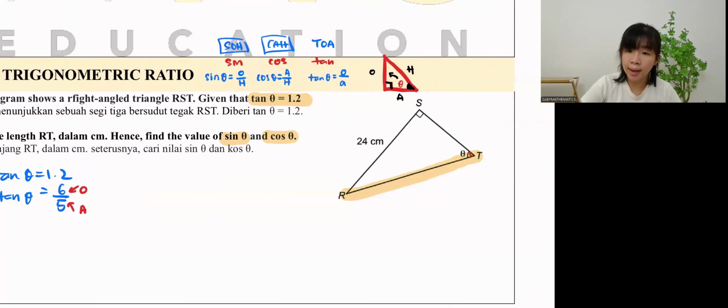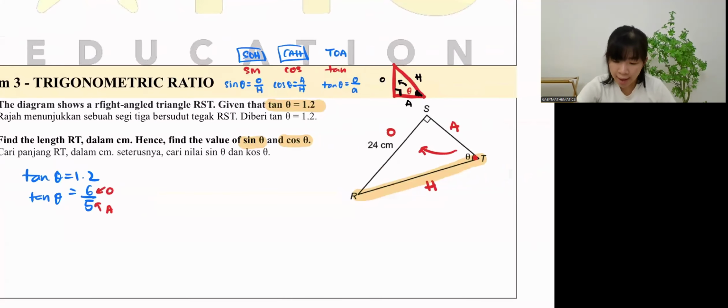Theta here. Opposite of theta, this is O. Opposite of 90 degree, this is H. And this is A. Okay, now you compare. O is 6, but the O here is 24. 6 times what equals 24? 6 times 4 equals 24. Which means the 5 also needs to times 4. So the A will be how much? ST. To find ST, it's 5 times 4, 20 cm.